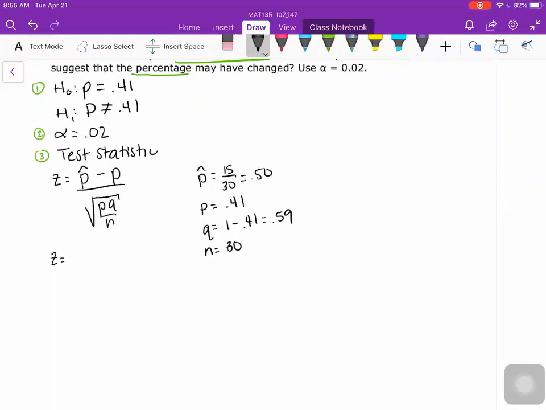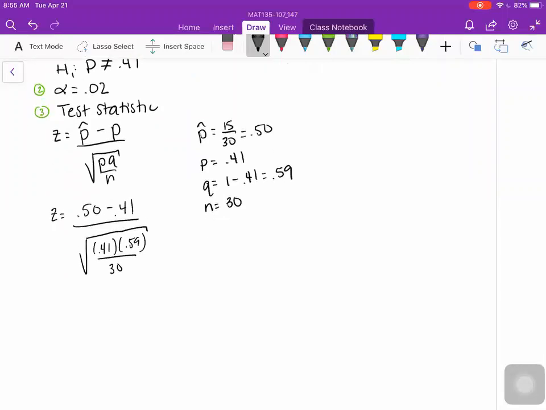Substituting these values in, Z equals 0.50 minus 0.41 divided by the square root of 0.41 times 0.59 divided by 30. Make sure you're really careful when you enter these values in and you put the P hat where the P hat goes and the P where the P goes. Our test statistic, we're going to round to 2 decimal places, which comes out to 1.00.